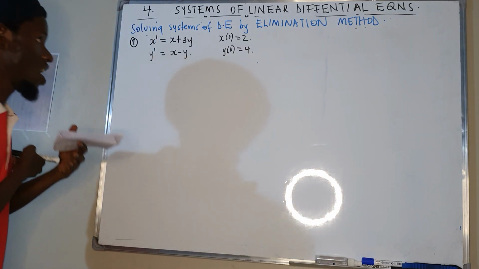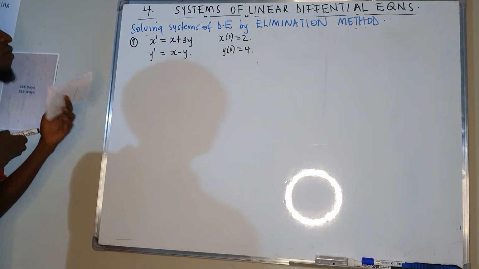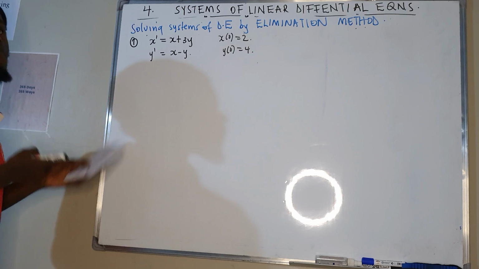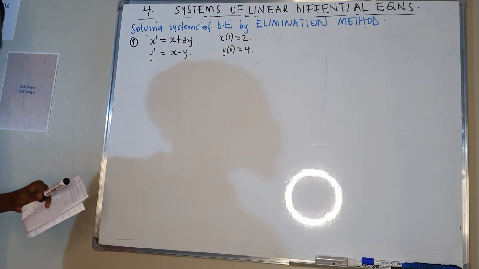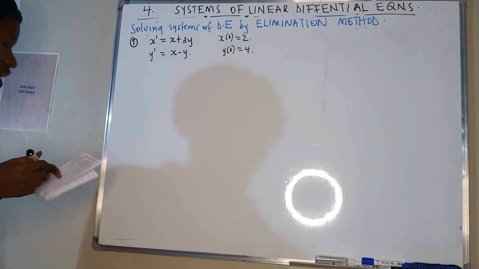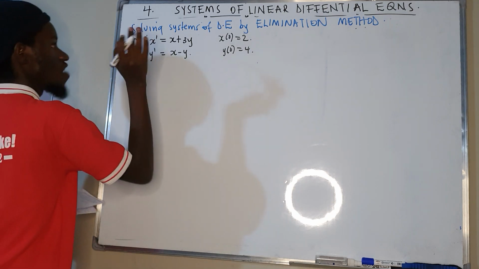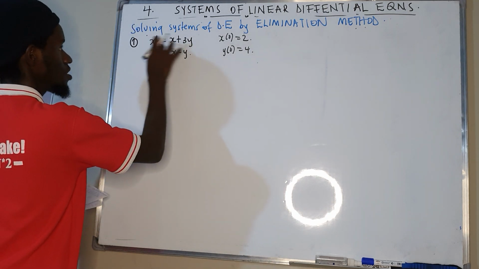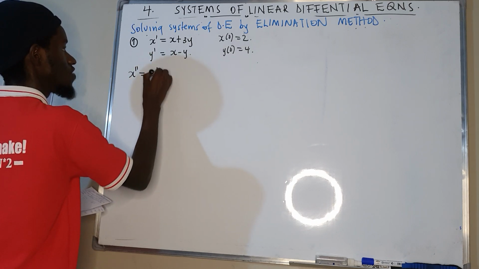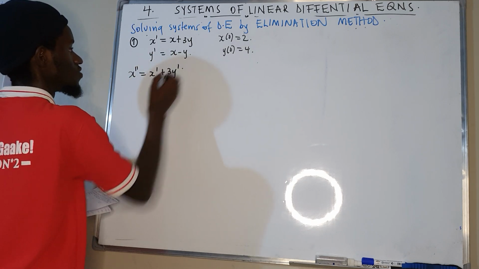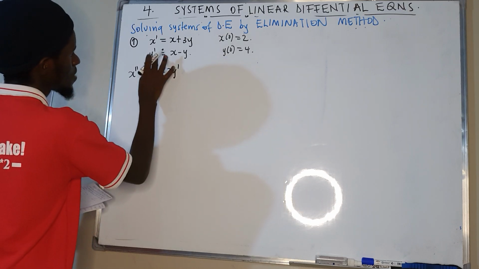In this method of solving systems, what we have to do first is eliminate one variable, and we shall always eliminate y. How do we eliminate y? We first do the same thing we have been doing. We differentiate x a second time. We say x double prime equals x prime plus 3y prime. But you know that y prime is the same as x minus y.